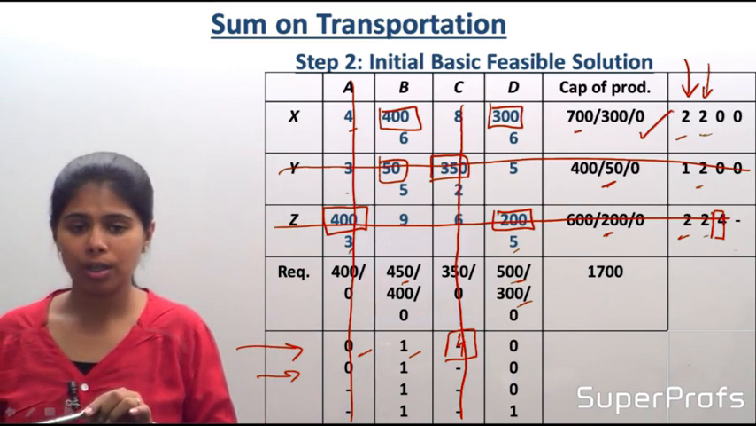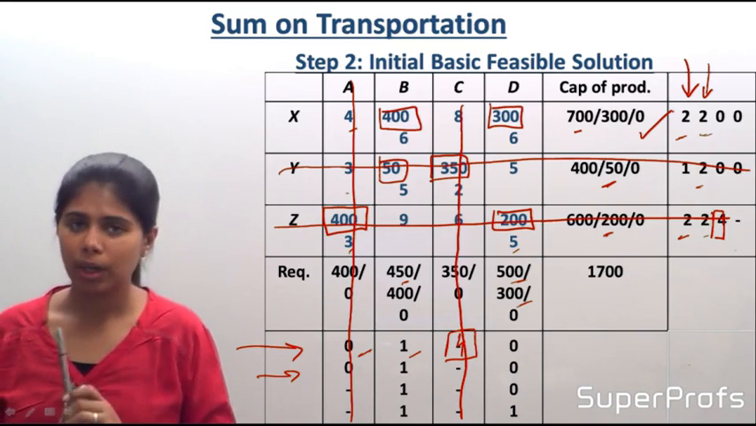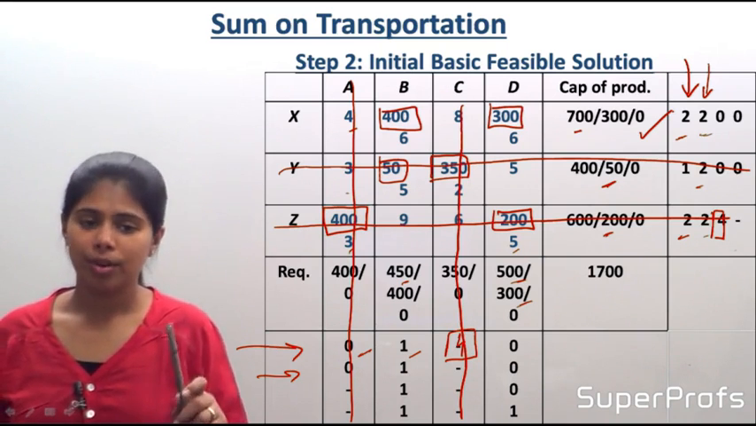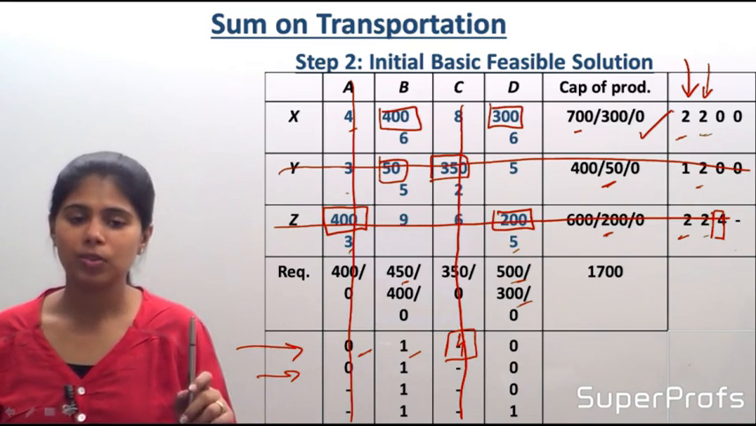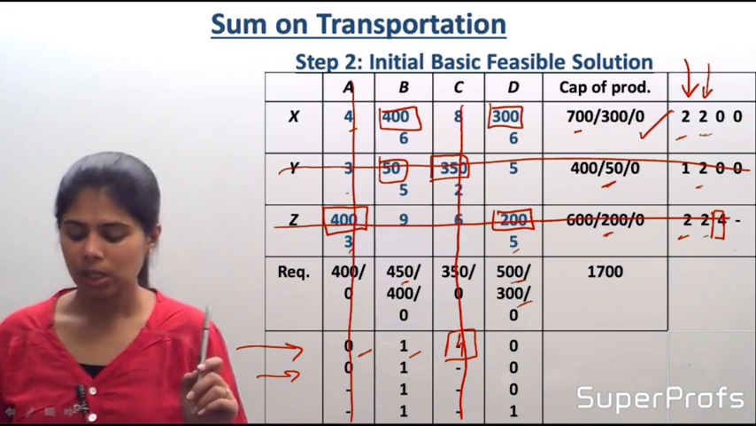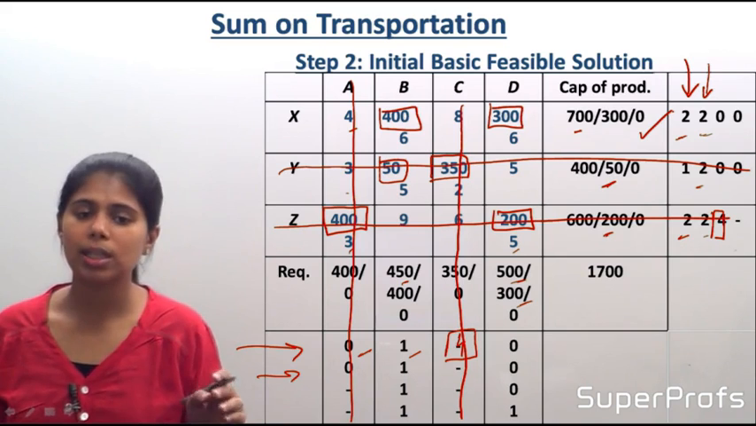Production X, outlet B, 400; production X, outlet D, 300; Y and B, 50; Y and C, 350; Z and A, 400; and Z and D, 200. So these are the allocations.